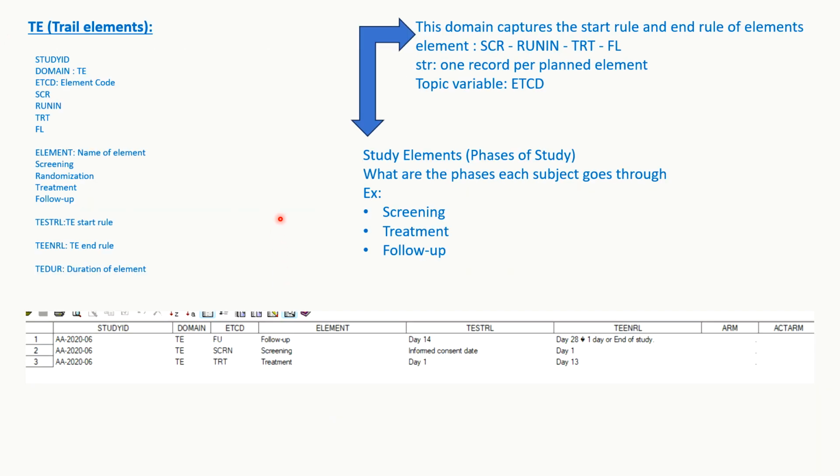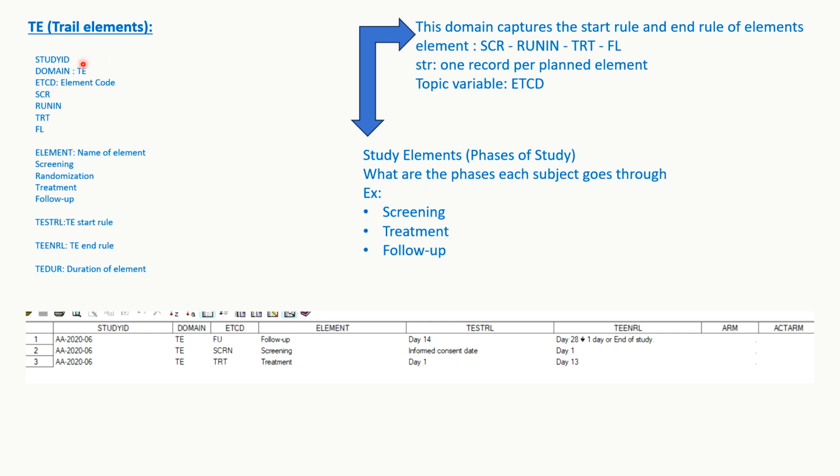Next domain, the TE domain. TE is nothing but trial elements. This domain captures the start rule and end rule of elements. Elements here are screening, randomization, treatment, follow-up. Coming to the structure for TE, there is one record for each planned element. The topic variable is element code. So in the TE domain, the variables are study ID, domain, element code, element, trial element start rule, trial element end rule, and trial element duration. Okay, these are the variables.